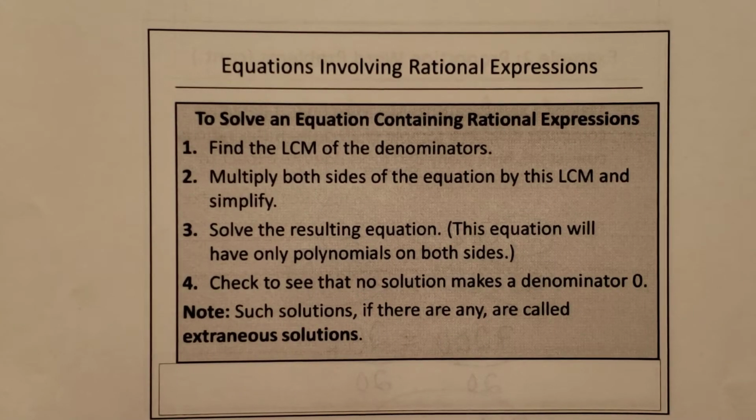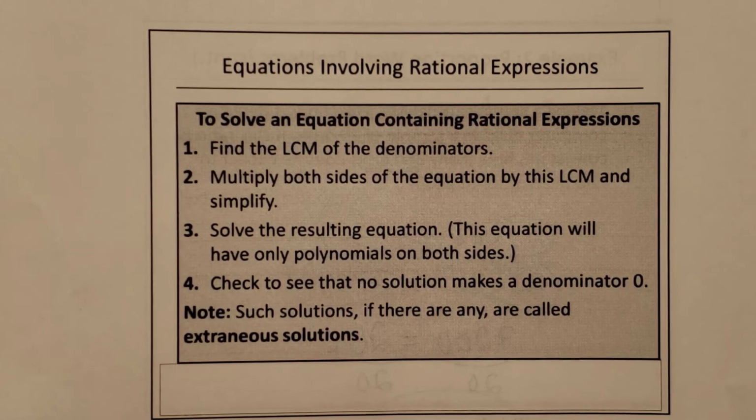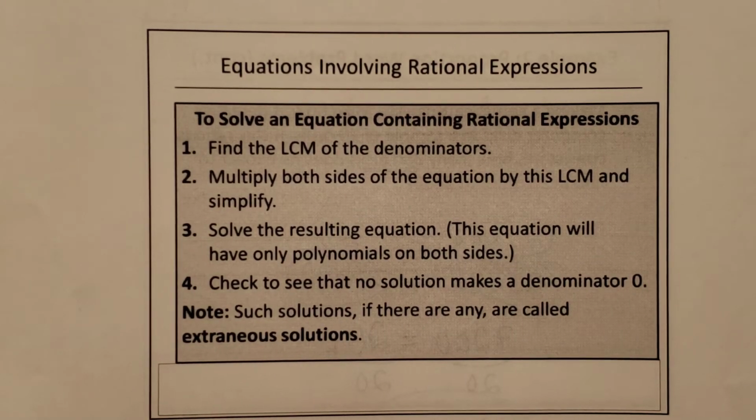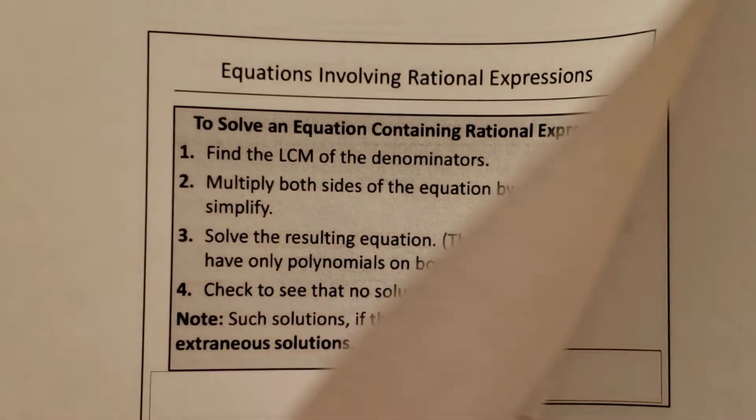All right, equations using rational expressions. To solve an equation containing rational expressions, first we're going to find the least common multiple of the denominators. We're going to multiply both sides of the equation by the least common multiple and simplify. We're going to solve the resulting equation. This equation will have only polynomials on both sides. And finally, we're going to check to see that no solution makes a denominator of 0.